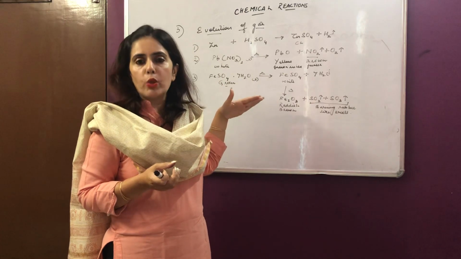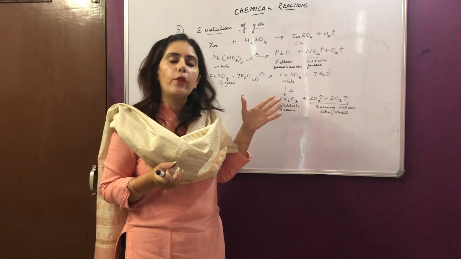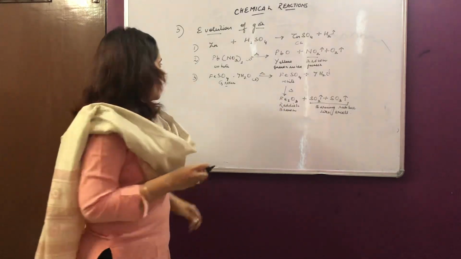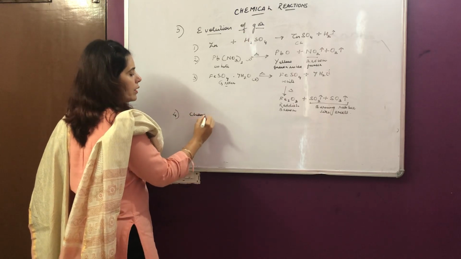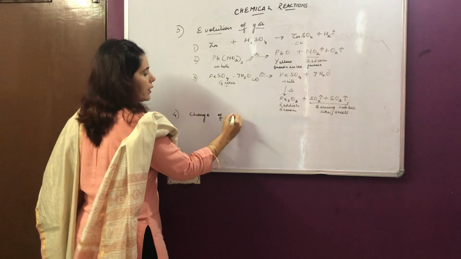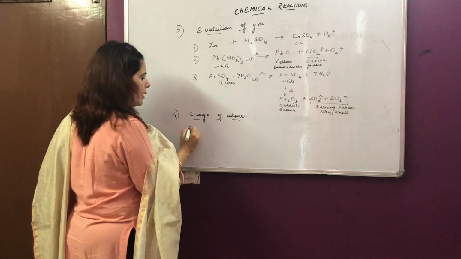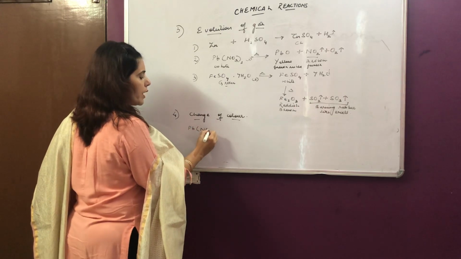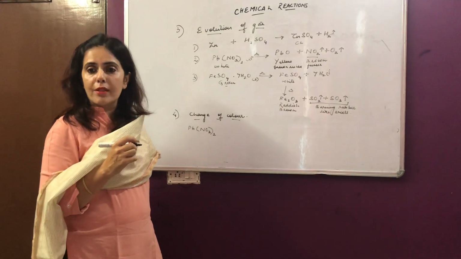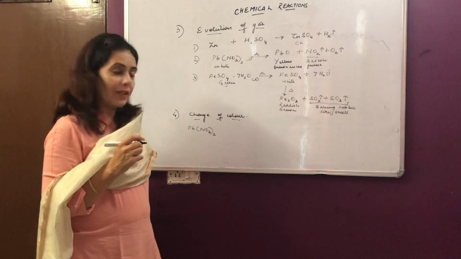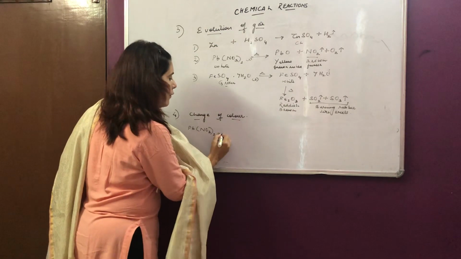So up till now we were heating dry salts when we were studying about evolution of gas. Now as we are talking about change of color, we will be mixing 2 aqueous solutions and seeing whether there is any change of color or not. So the next is change of color. Can anybody recall and tell me what was the color of solid lead nitrate? The color was white.